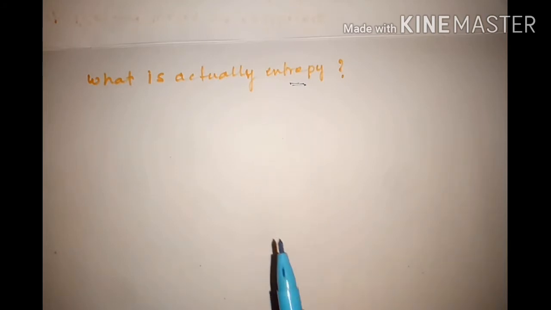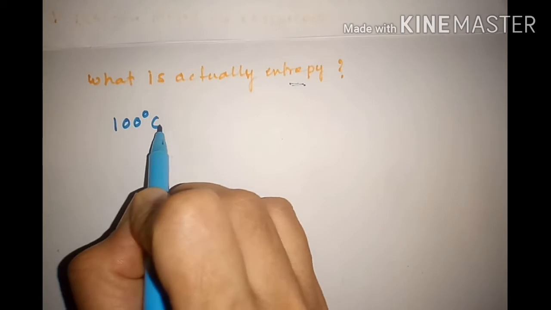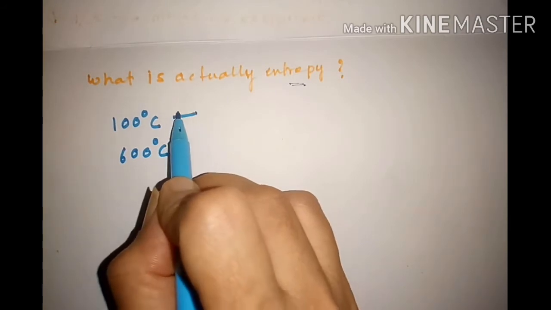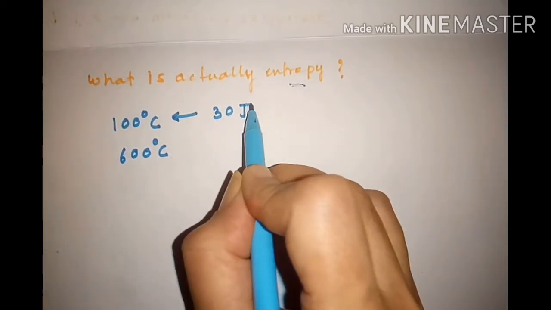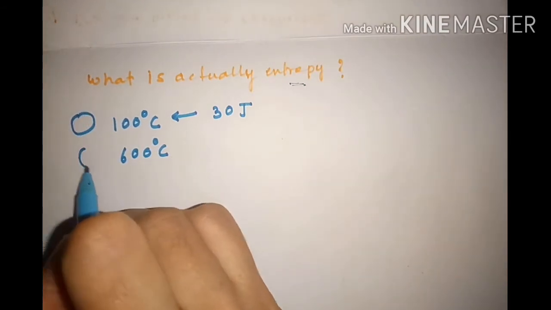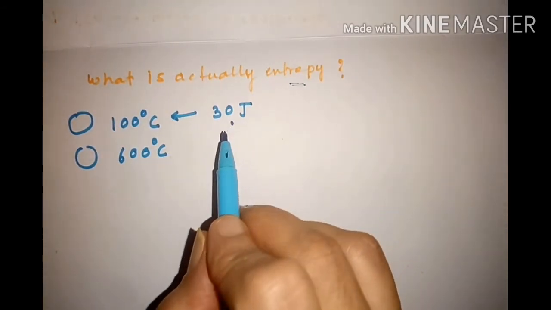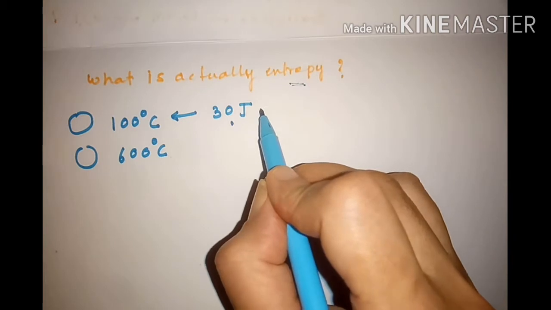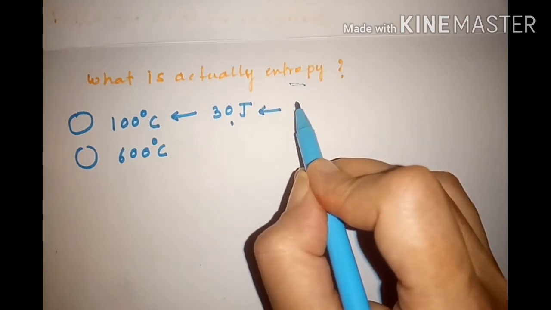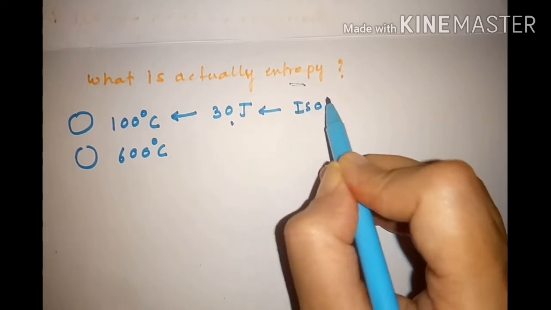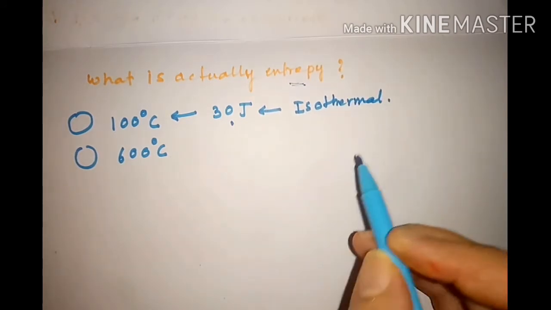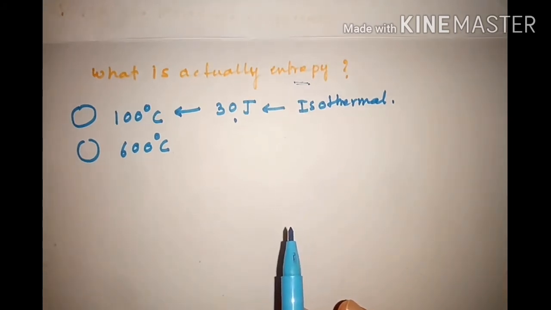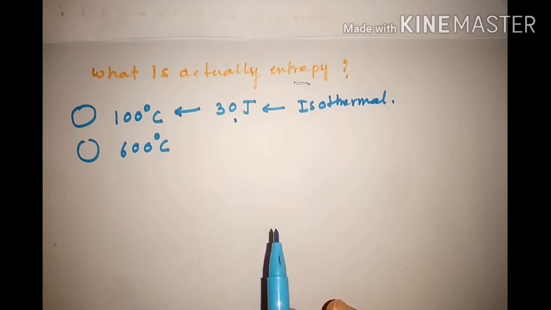Now if you have a system at 100 degrees Celsius and another system at 600 degrees Celsius, and you are supplying 30 joules of energy to the system, this 30 joules of energy will be completely utilized in doing some work if the process is isothermal, that is, if the temperature is constant. But if only 20 joules of energy is used to expand, that is, increasing the randomness of the system.